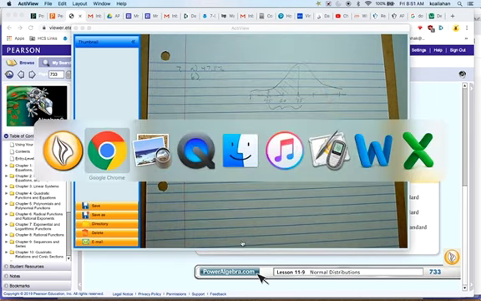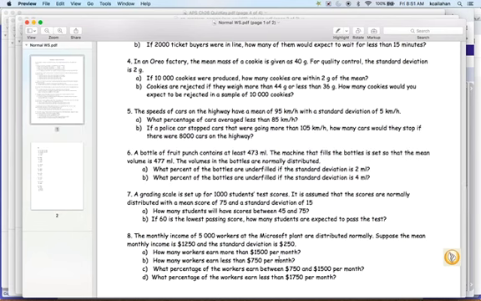B. If 60 is the lowest passing score, oh, actually, I made a mistake. On A, it said how many students out of 1,000. So I have to multiply my percent.